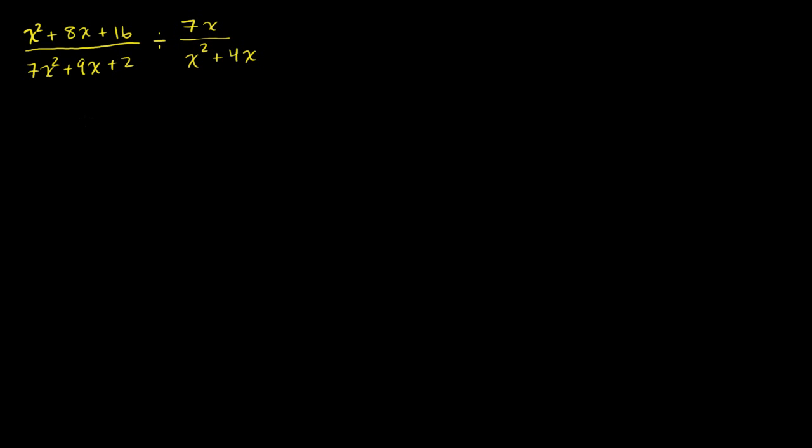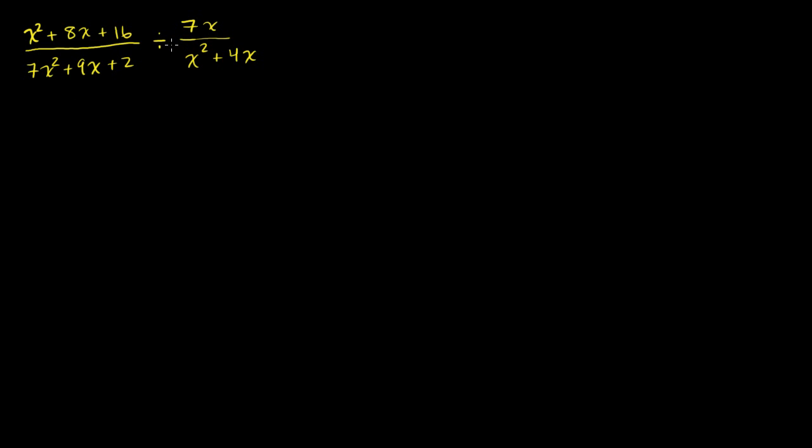Let's do another one. Let's do a more involved one, just to really get our juices flowing. Let's say we have x squared plus 8x plus 16 over 7x squared plus 9x plus 2, divided by 7x over 4 over x squared plus 4x. So what is this going to be equal to?